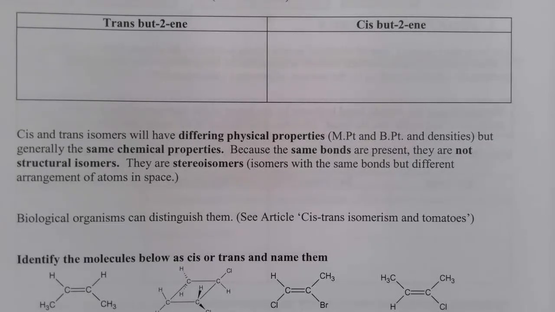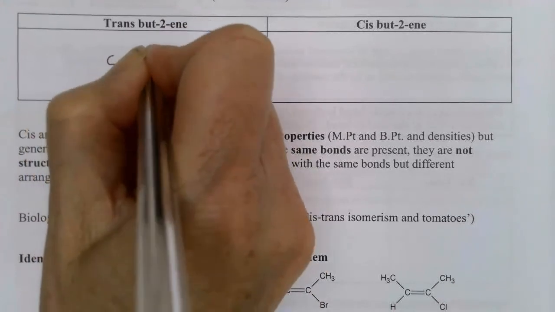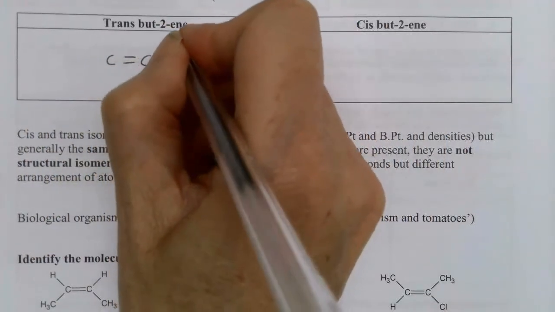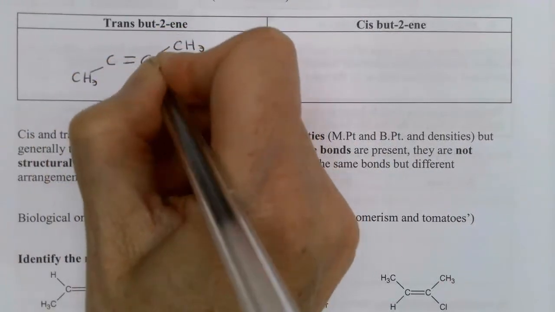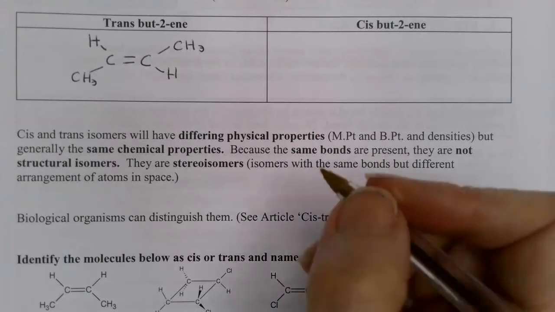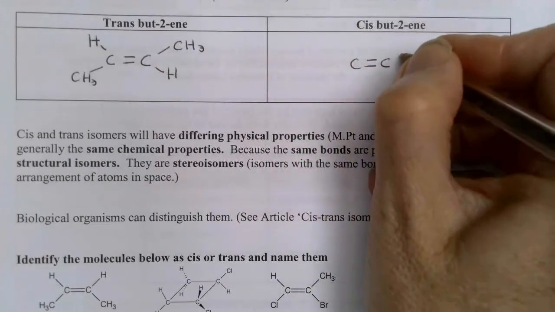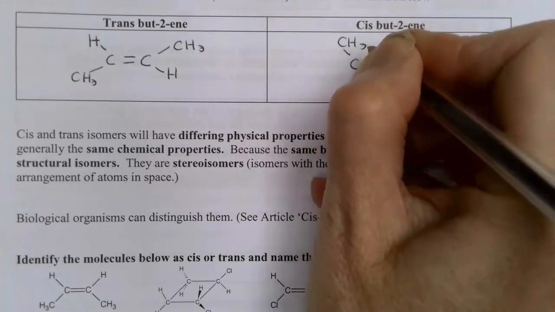And there are 2 versions of this, trans and cis. Trans is where the methyl groups are on opposite sides of the molecule, and cis is where they are on the same side of the molecule. So if we draw a trans but-2-ene, we have our carbon-carbon double bond, and in this case the methyl groups are on opposite sides of the molecule, and I have the hydrogens here. Whereas in cis-but-2-ene, the 2 CH3 groups, the methyl groups, are on the same side of the molecule.